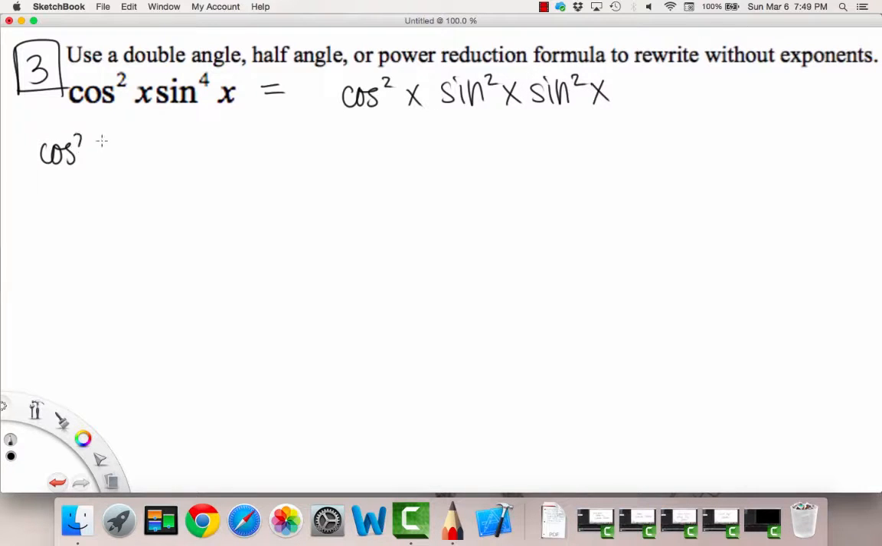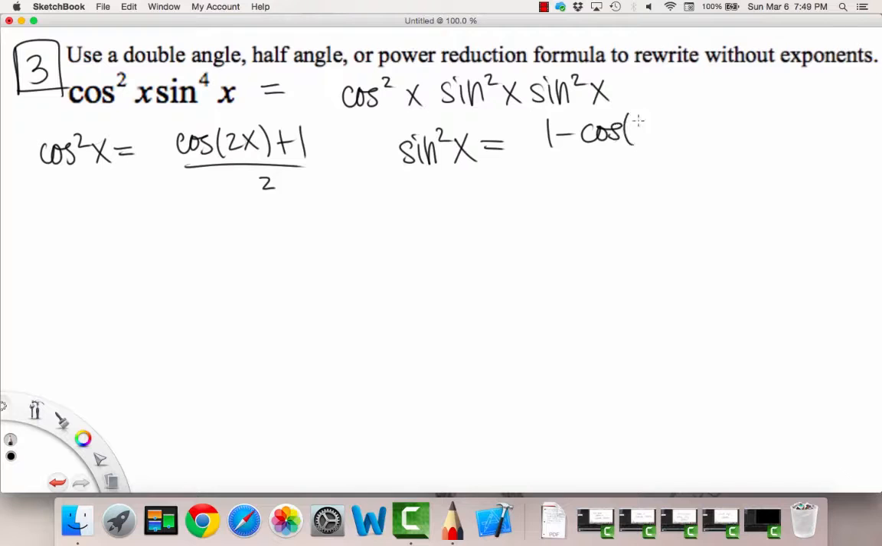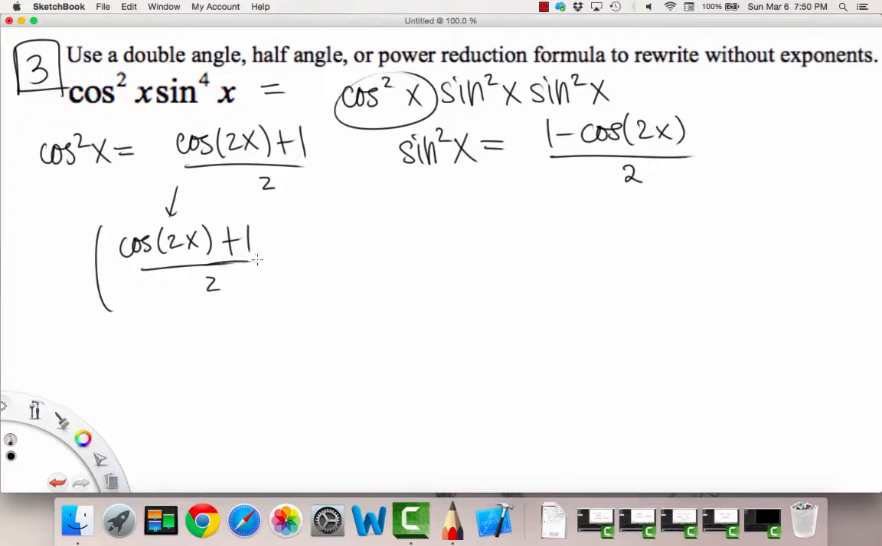We can keep in mind the power reduction formulas, which are cosine squared x is equal to cosine of 2x plus 1 divided by 2, and sine squared x is simply equal to something similar, but now we have 1 minus cosine of 2x and then divided by 2. Okay? So if we plug those in here for each of these terms, we have cosine of 2x plus 1 divided by 2. Okay, so that's plugged in for the cosine squared, and then we're going to plug this guy in twice.